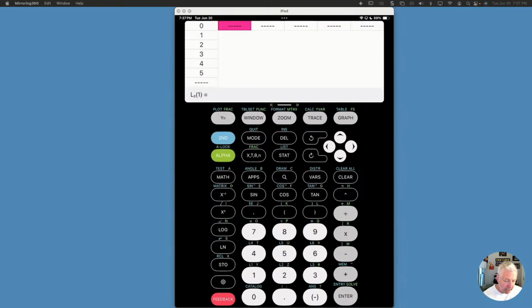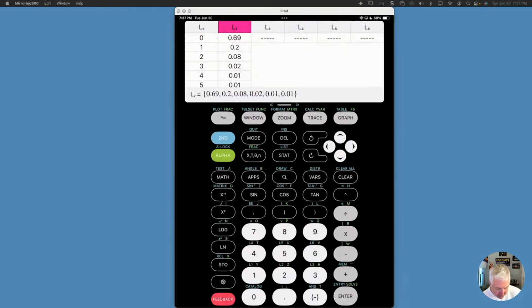Enter. Then I have 0.69, 0.2, 0.08, 0.02, 0.01. Here we go. So I've got all my numbers in here. Scroll over to L3, and this is where I'm going to put my formula in. We're just looking for the mean. So I'm going to put second L1 times second L2. Enter. There are my individual terms.